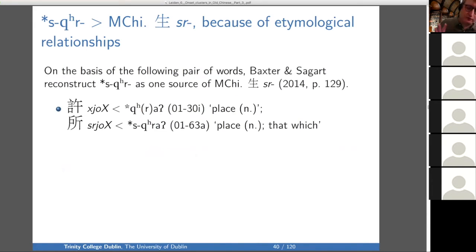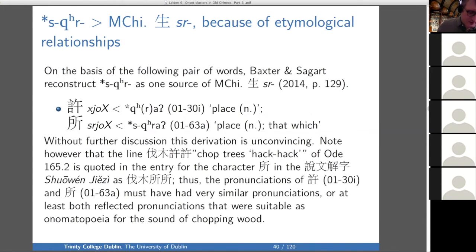Now we have this other cluster. We're just going through the clusters. So on the basis of the following pairs of words, they reconstruct, I don't want to pronounce it, but SQHR as one source of SR. So place and place. So without further discussion, this derivation, to me, looks kind of unconvincing.